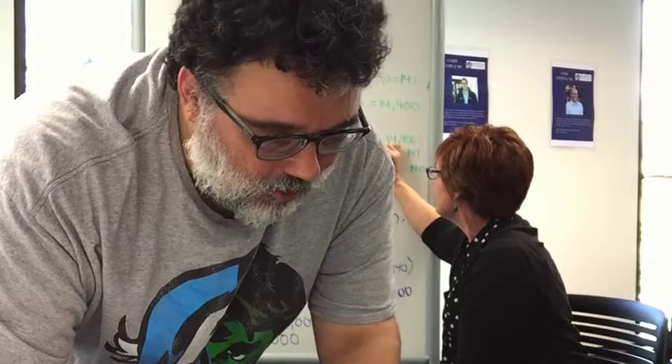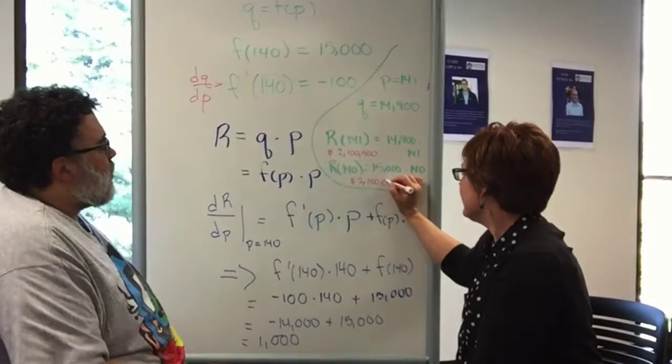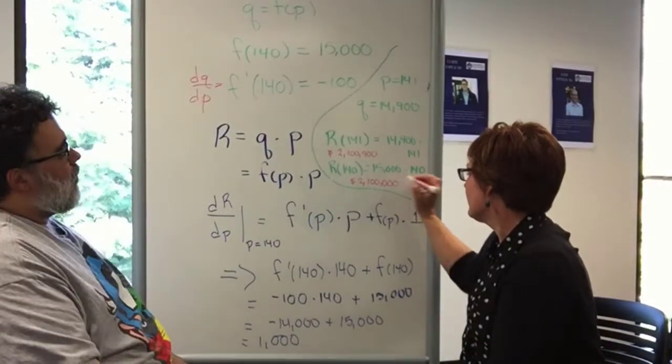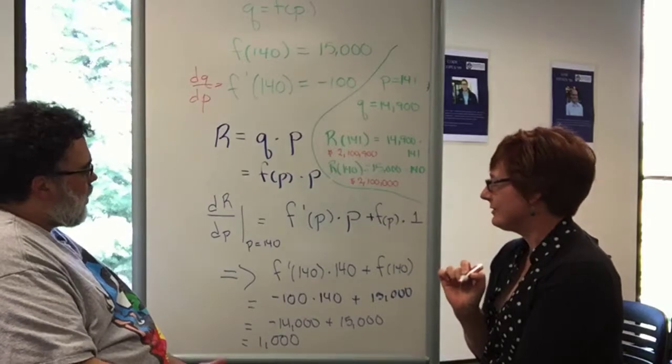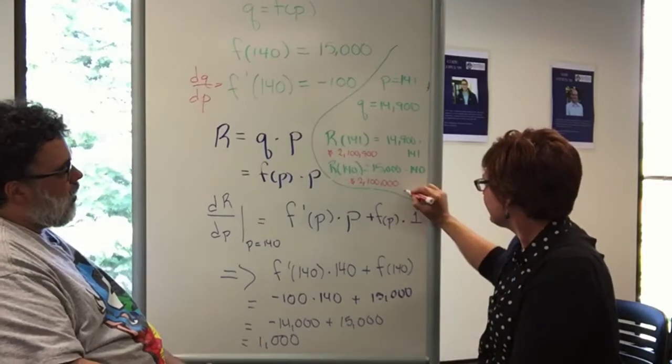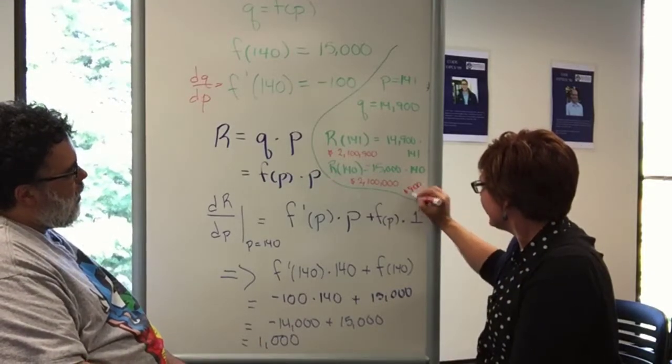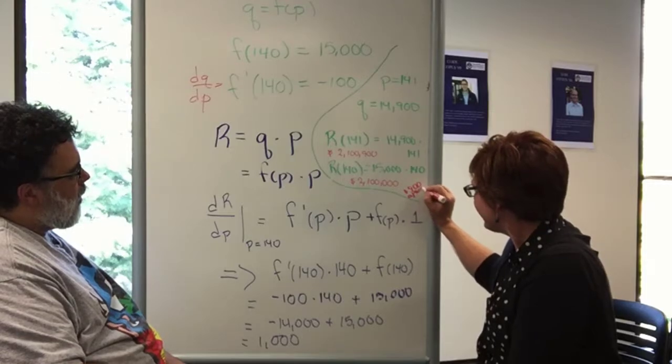I tend to Google these amounts if I'm working at my computer. 2,100,900. So they're actually $900 apart. So why wouldn't it be this full $1,000 apart? That is a great question, isn't it? Boy, that's really messy.